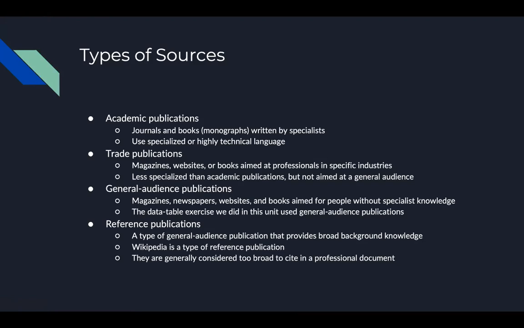Magazines, newspapers, websites, and books aimed at people without specialist knowledge. So just general information. We actually used a general audience publication of sorts by looking at prices on Home Depot. Why? You don't need to be a professional contractor to look up and buy stuff at Home Depot, and there are places where you actually have to be a professional to buy stuff.